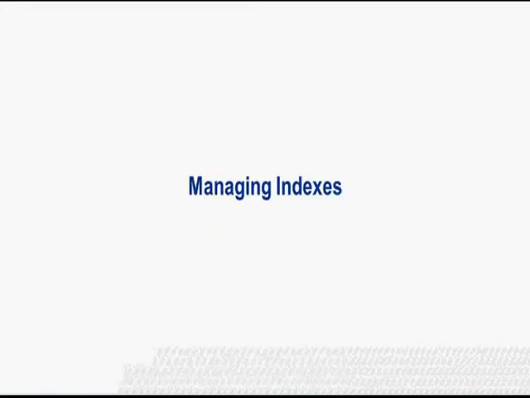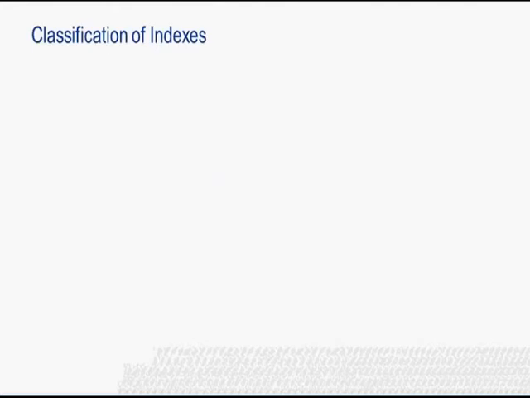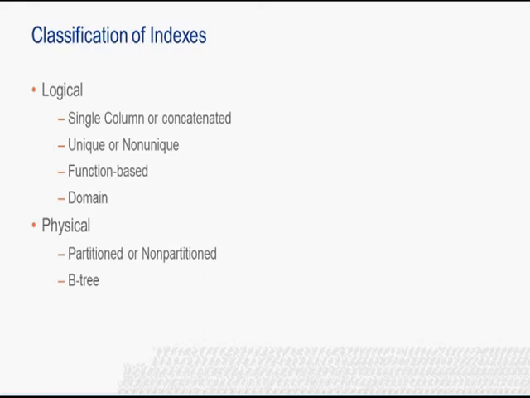Next is managing indexes. An index is a tree structure that allows direct access to a row in the table. Indexes can be classified based on their logical design or on their physical implementation. The logical classification groups indexes from an application perspective, while the physical classification is derived from the way the indexes are stored.